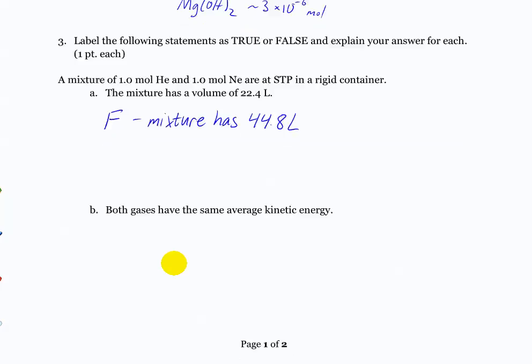And both gases have the same average kinetic energy? True, right, because they're at the same temperature. Yeah, true, they're at the same temperature. They'll have different velocities because they have different masses, but the same average kinetic energy.